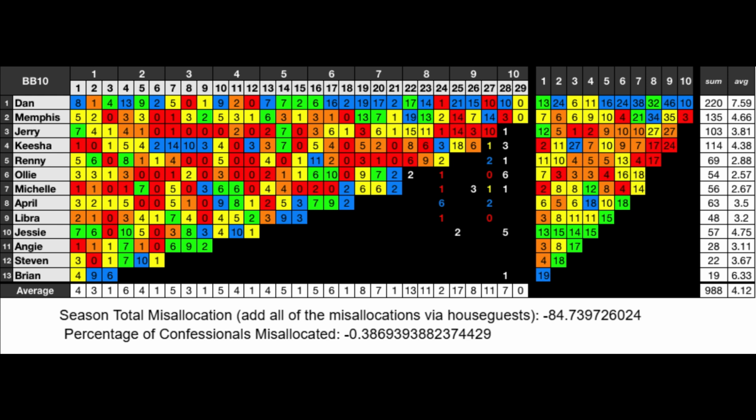So we have a season that finally beat Big Brother 6 with being the most misallocated season yet when it comes to the percentages, where the total misallocation amount that I used by adding all the 13 house guest scores is -84.73, and dividing that by the episode sum, essentially, I got 0.386, meaning that's the percentage of the amount of diary rooms that were misallocated in the season. And honestly, it's really Dan's fault, since they gave him way too much and a lot of the others way too little.